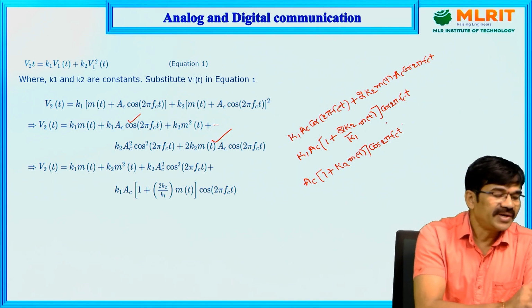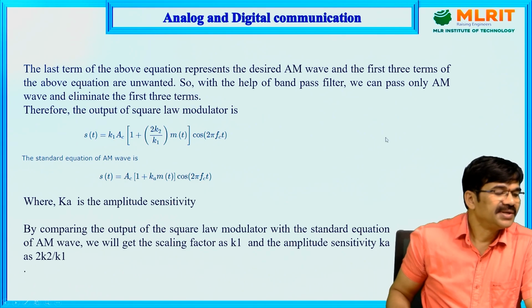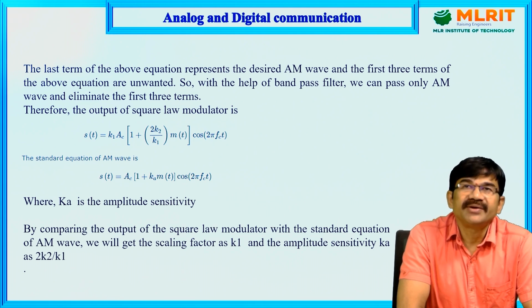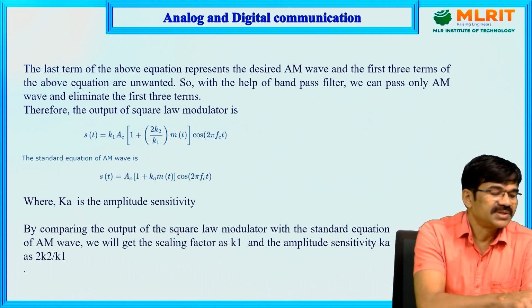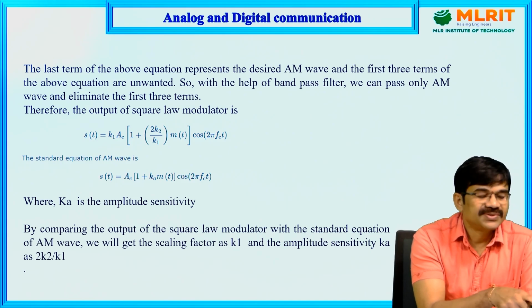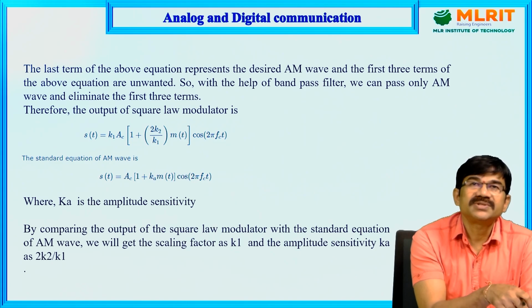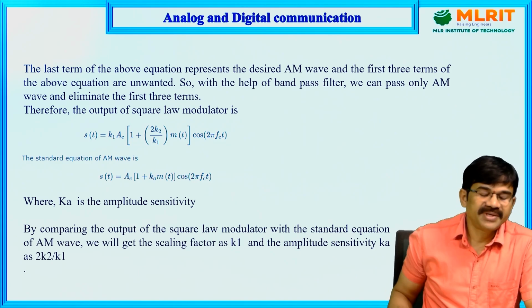Okay. So what about the other terms? So if you are seeing here, the last terms of the above equation represent the desired AM wave. Those terms are K1 AC plus K1 AC (2 K2 by K1) M of t cos 2 pi FCT. Okay. So these are the desired component and remaining terms are unwanted component.